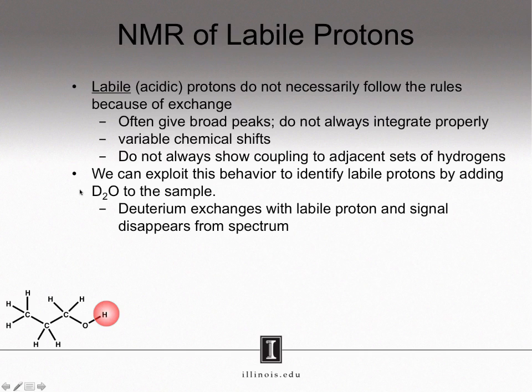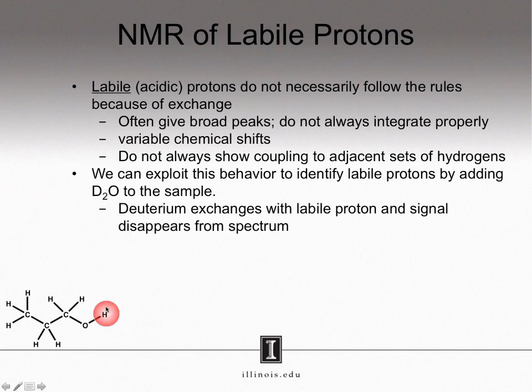Therefore, deuterium will exchange with the labile protons in a molecule. Remember from the previous webcast that deuterium does not appear in a proton NMR spectrum. As a result, as this labile proton circled in red is exchanged for deuterium, the signal in our NMR spectrum that belongs to this proton gets smaller and smaller until it disappears once it has been completely replaced with deuterium.